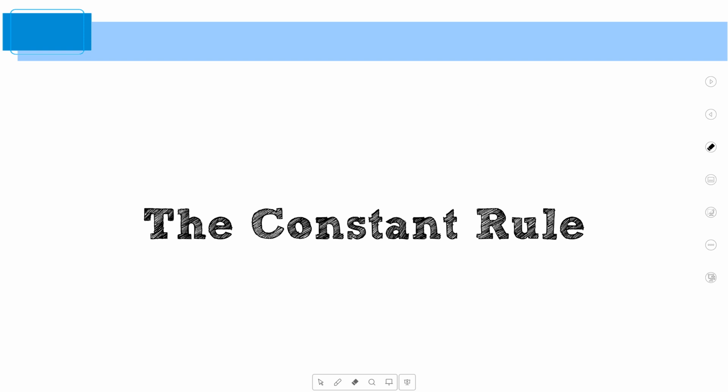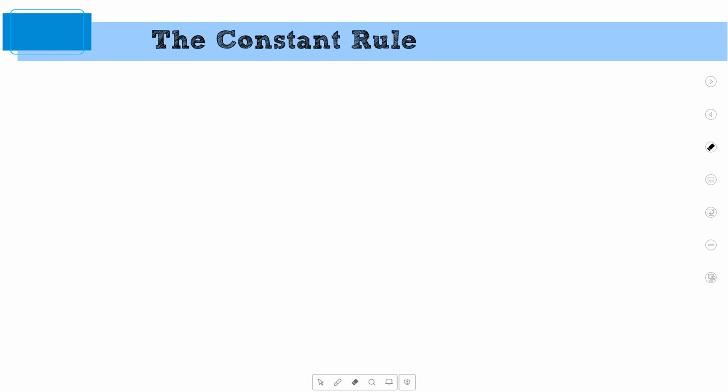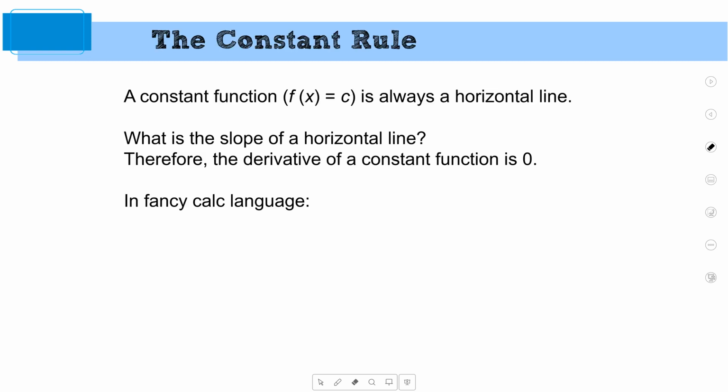So for those of you that are memorizers, you could go home and just memorize that anytime I take the derivative of a number, I'm going to get 0. Or you could try to apply the concept here that we're dealing with a horizontal line, and horizontal lines have a slope of 0. And that's what that says. The derivative of c equals 0.